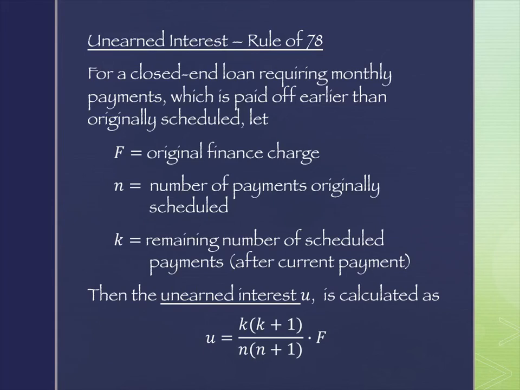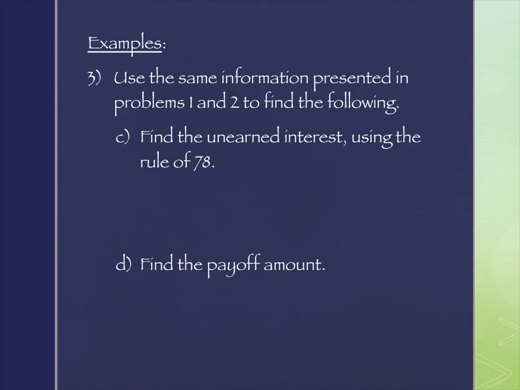So we're going to do the same problem that we had with Ann and Andy, but we're going to do it with the Rule of 78. Okay? So on this one, the U is K times K plus 1 over H times H plus 1. I don't mean H, sorry, N. N times N plus 1 times F.